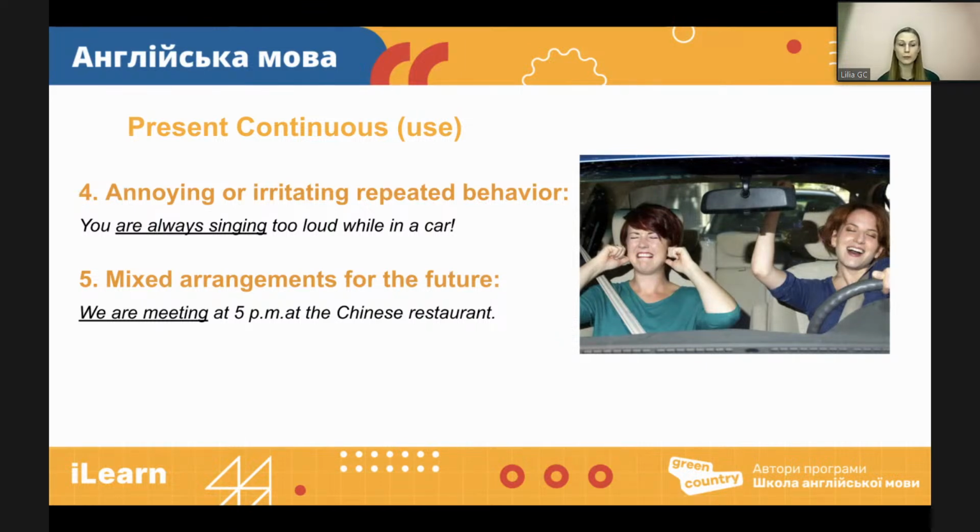If I say we are meeting, when is it happening? So no, it's not now. It's some plan for the future, of course. But as it is agreed, both persons know about the meeting, I can present it this way.